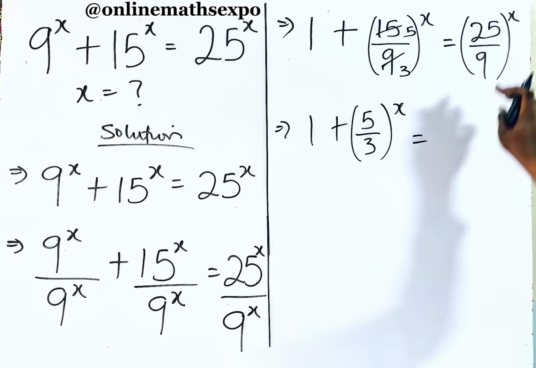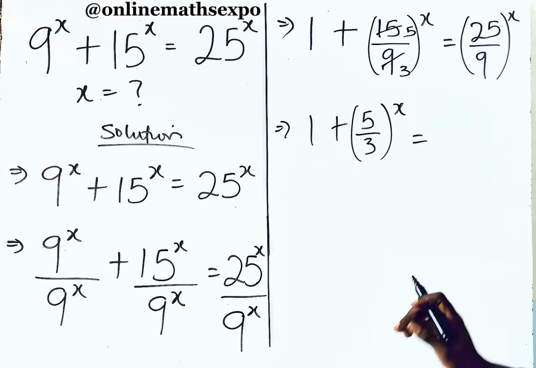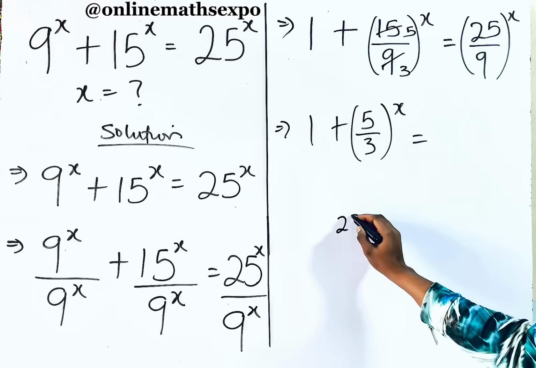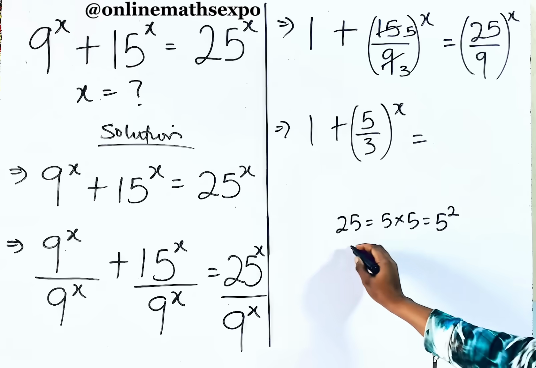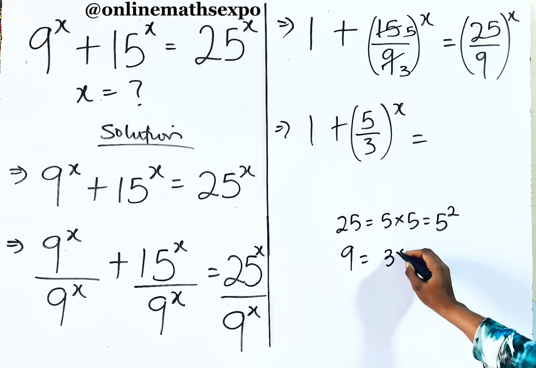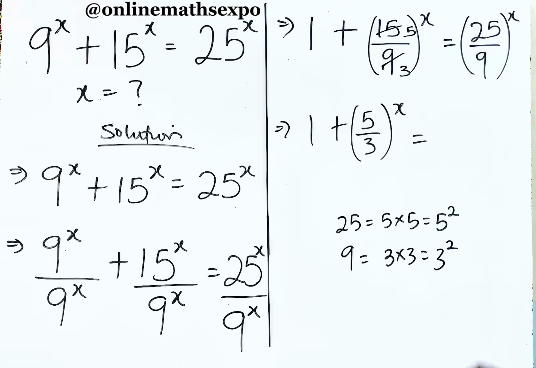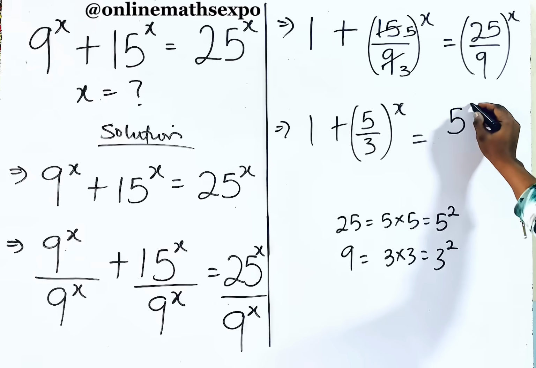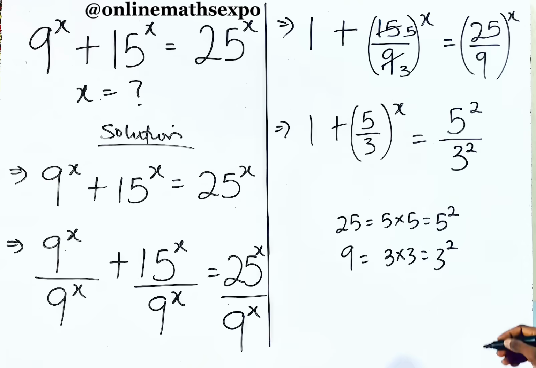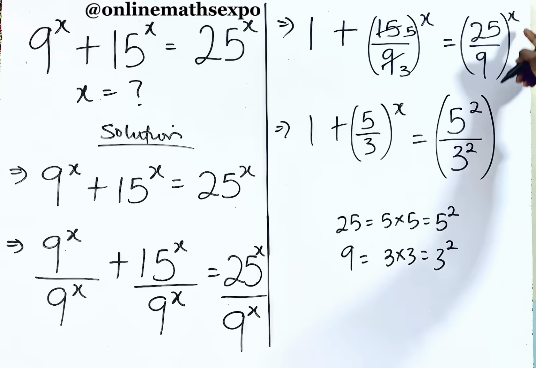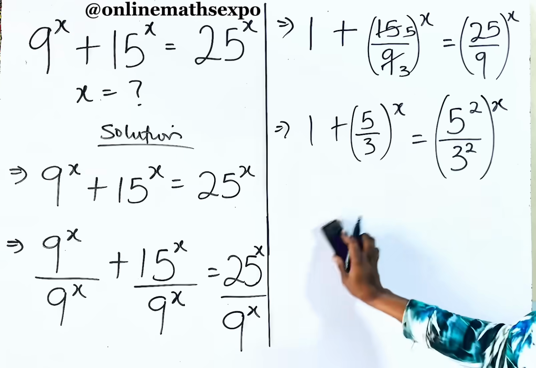No, but we can change this to their perfect squares. We know too well that 25 is 5 times 5, which is 5 squared, and 9 is 3 times 3, which is 3 squared. You see, so it means for me to have 25, I can have it as 5 squared and 9 is 3 squared. Interesting. And all are raised to the same power of x. So keep solving. What do you have?